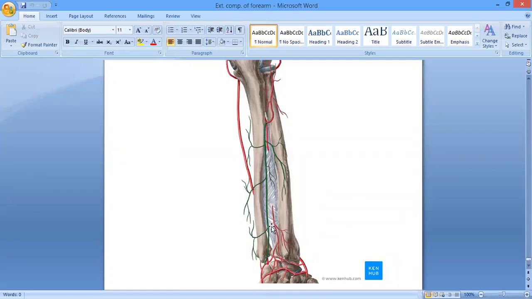Is it clear जी? कोई प्रॉब्लम तो नहीं है? So posterior interosseous artery की जो blood supply है वो कितने एरिया तक है जी? Upper 3/4 of the posterior aspect of the forearm, and the lower 1/4 is supplied by the anterior interosseous artery, and this is a viva question. ठीक है? So we have finished with the posterior compartment of the forearm. कोई प्रॉब्लम तो नहीं है बच्चे इसमें? No.